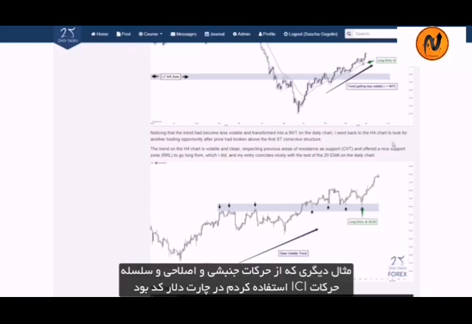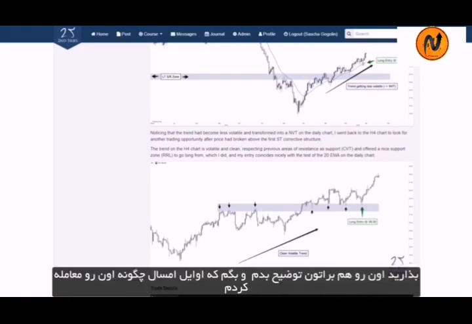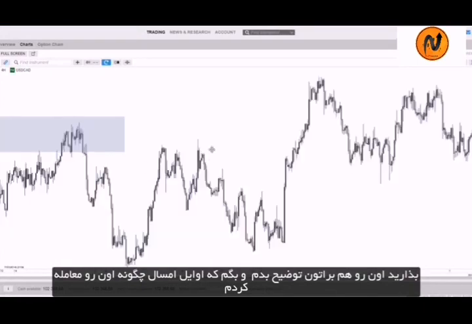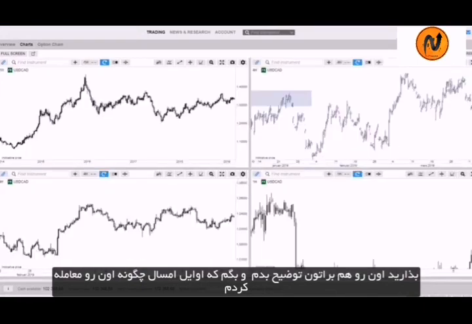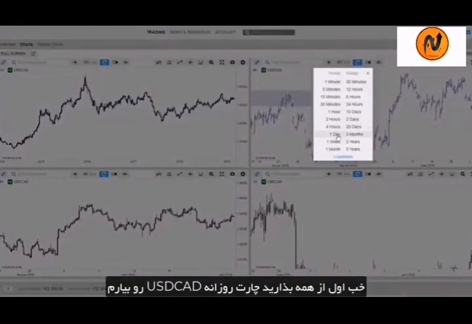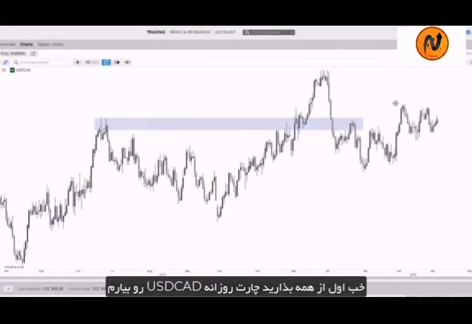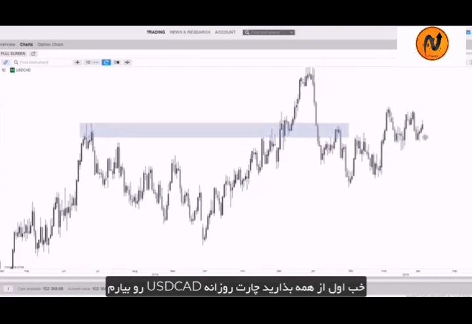Another trade example of mine involving impulsive and corrective moves and sequences would be the US dollar versus the Canadian dollar. So let me show you what I did there earlier this year. First of all, let's pull out a daily chart of the US dollar and Canadian dollar.